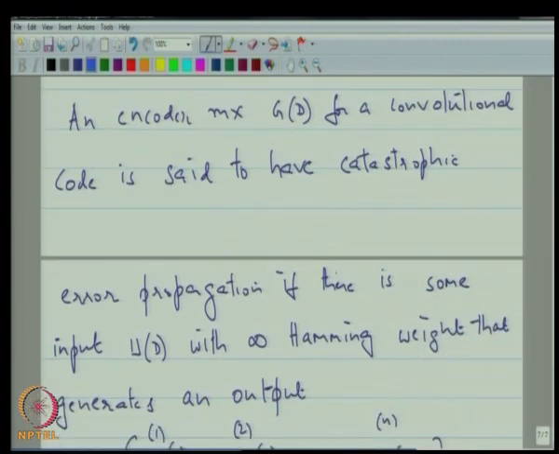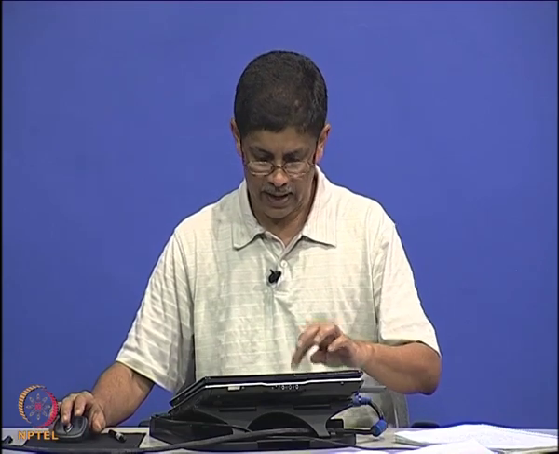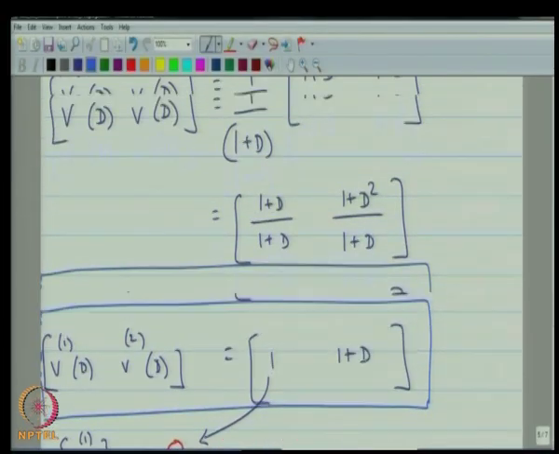Now, I do want to emphasize that the right question to ask is whether your encoder is catastrophic or not. Sometimes people casually say that a certain convolutional code is catastrophic, but actually that is not the right terminology. For the same code you could have two different encoders, one of which could have catastrophic error propagation and one which does not. Okay, so that is why I have said an encoder is said to have catastrophic error propagation, because this is really a phenomenon that has to do with the mapping between input and output.